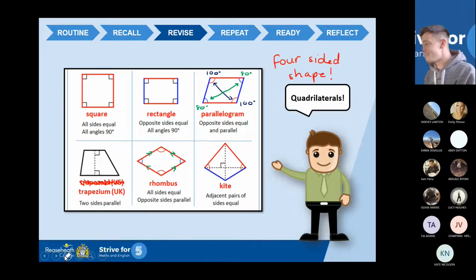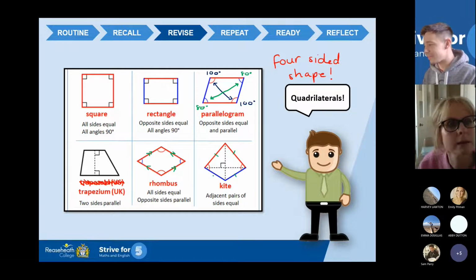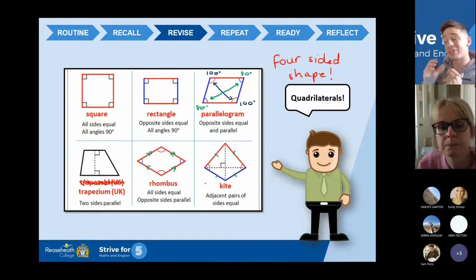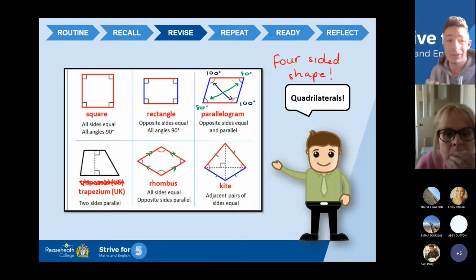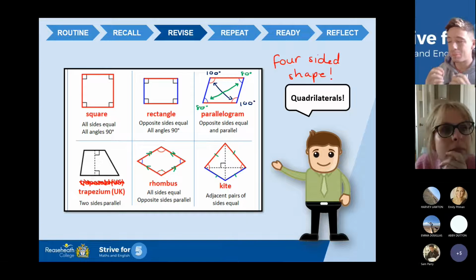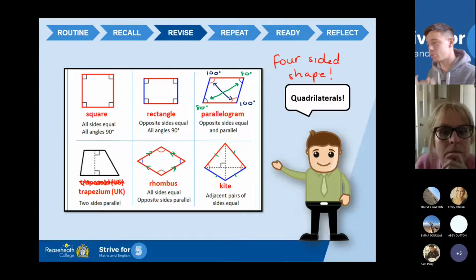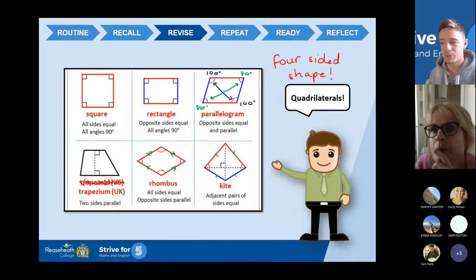Anyway, the adjacent pairs of sides are equal. So this side here is the same as that side in terms of length, and then that is the same as that. If they were all the same size, they would all be a rhombus. So they're actually quite similar, these shapes, okay? They share stuff in common with each other, but some of them have differences, and those differences make them different shapes. So a square, a rectangle, parallelogram, trapezium, a rhombus, and a kite. They are our collection of quadrilaterals, okay?